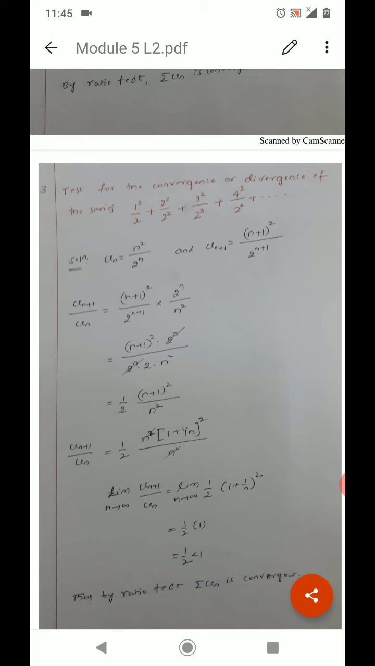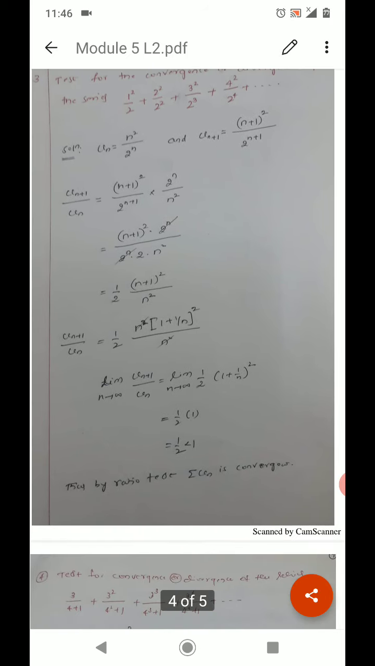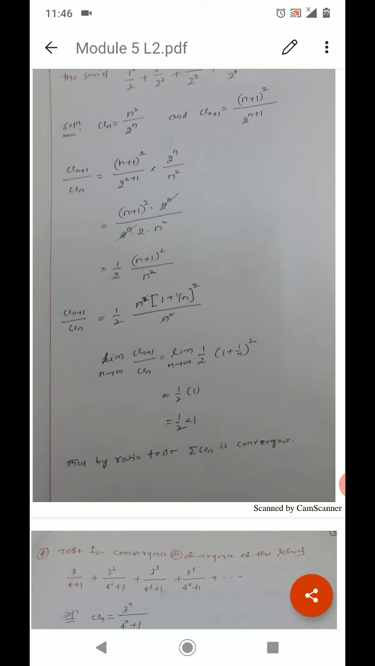Now apply the limit as n tends to infinity. On the right side we have the limit of 1 by 2 into (1 + 1/n) to the power 2 as n tends to infinity. So that will become 1 by 2 into 1, since 1 plus 1 by infinity will be equal to 1 plus 0. So (1 + 0) to the power 2 will be equal to 1. So 1 by 2 into 1 is equal to 1 by 2, which is obviously less than 1, and hence the given series is convergent.